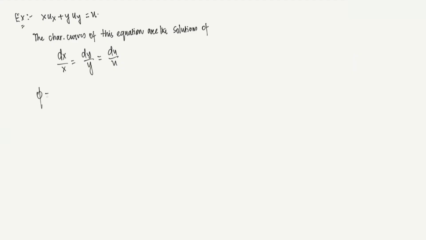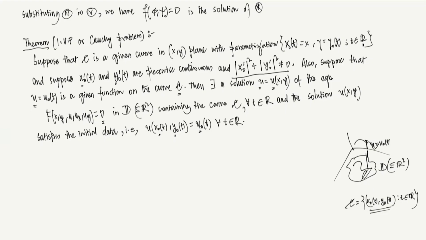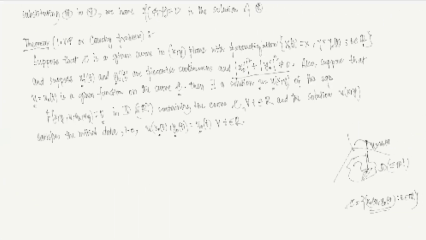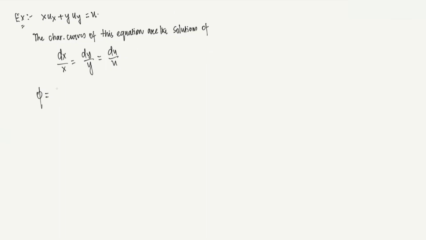We get phi. You remember, in this original problem we have small f of phi and psi equals 0. That's our general solution. So in this case, what is our phi? Phi we will be defining to be y by x, and this is C1. Clear? So solving this system, we get this, and we can define psi. Psi is u by x, which is C2.